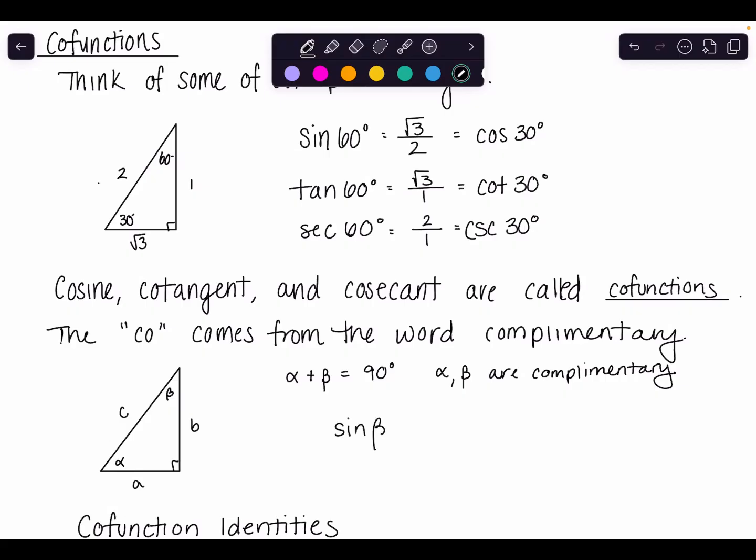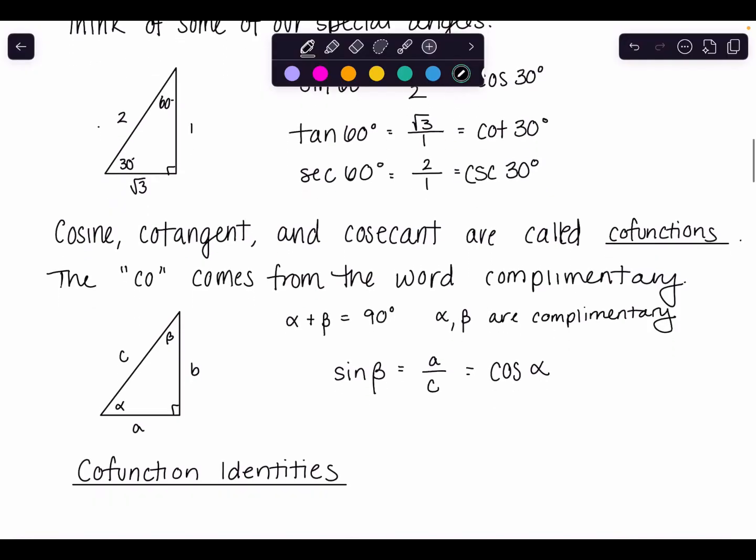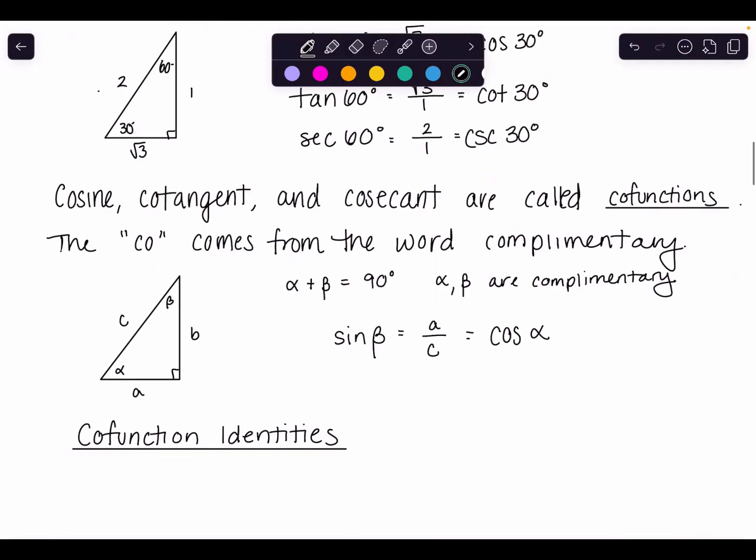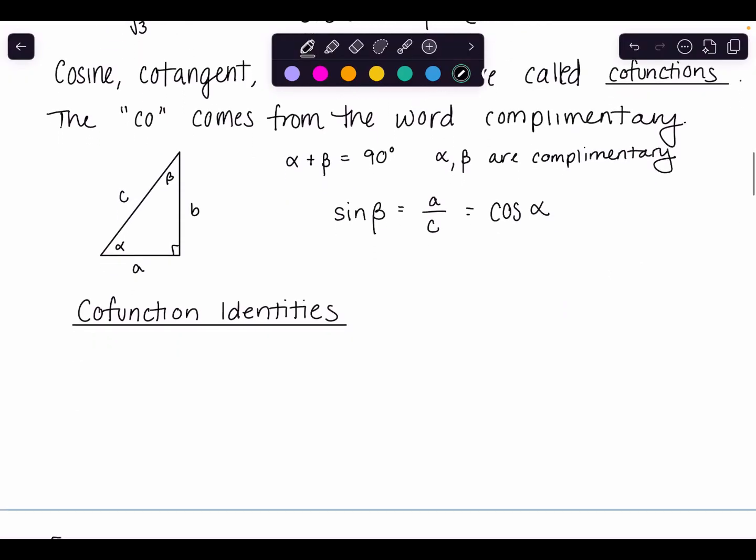So if I look at sine of beta, it is opposite over hypotenuse. So this is side A over side C. Well, if I look at that perspective from alpha, A is the adjacent, C is the hypotenuse. So that is cosine of alpha. So if I know one angle, I automatically know cosine of that angle as well. So in general, we have 6 different cofunction identities.